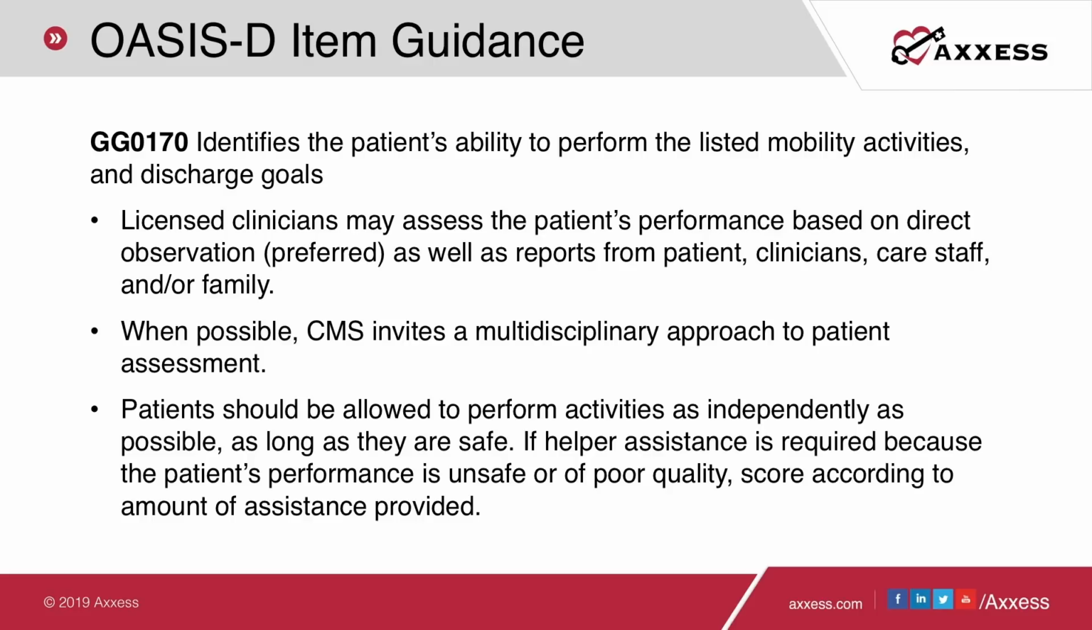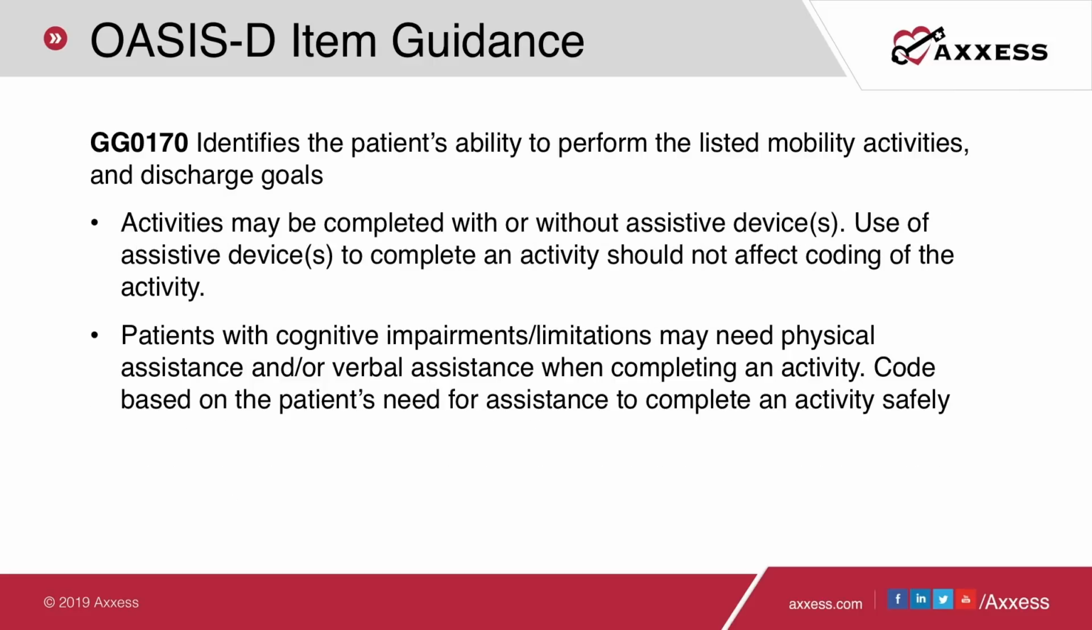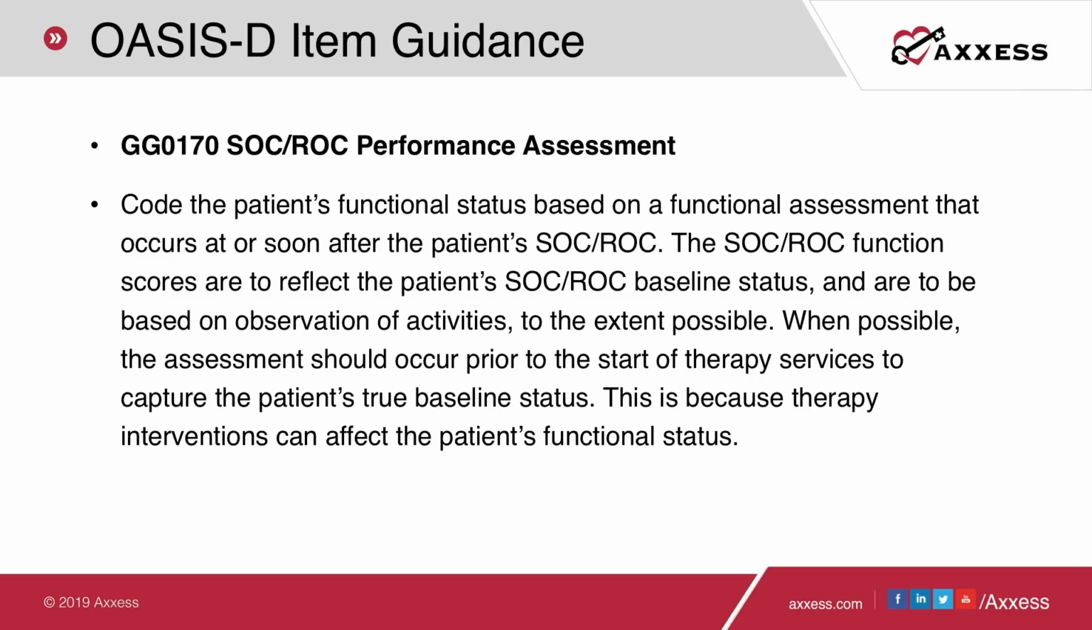If helper assistance is required because the patient's performance is unsafe or of poor quality, score according to the amount of assistance provided. It shows us that activities can be completed with or without assistive devices, and the use of the assistive device to complete an activity should not affect coding of the activity. Patients with cognitive impairments and limitations may need physical assistance and/or verbal assistance when completing the activities. Code based on their need for assistance to complete an activity safely. We're also coding the patient's functional status based on a functional assessment that occurs at or soon after the patient's start of care, resumption of care.